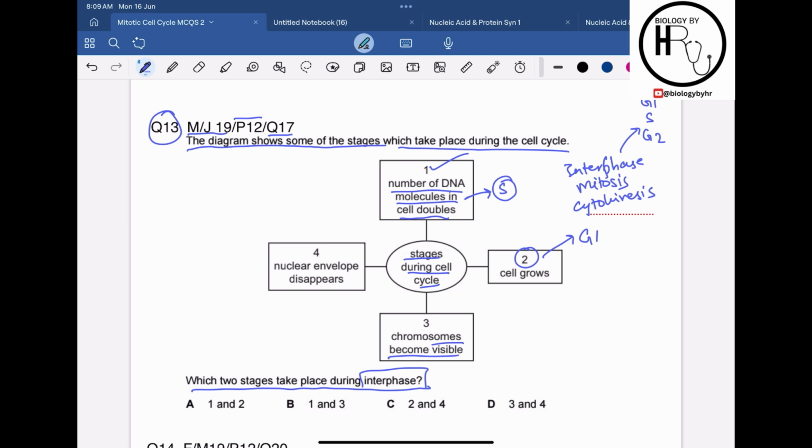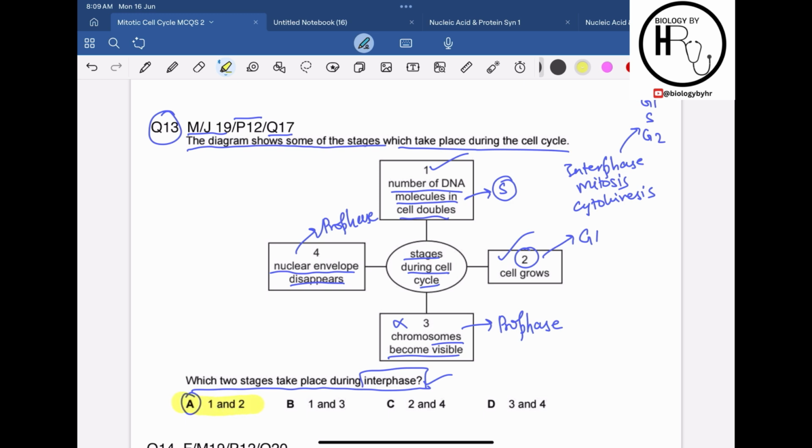Chromosomes become visible. This happens in the prophase, right? This is not a part of the interphase, and prophase is a part of the mitosis. Then it says that nuclear envelope disappears. Nuclear envelope also disappears during the prophase, right? So the correct answer over here would be 1 and 2. Why? Because they are asking the two stages that take place during the interphase. In interphase we have 1 and 2. So the correct answer would be option A, 1 and 2 only.